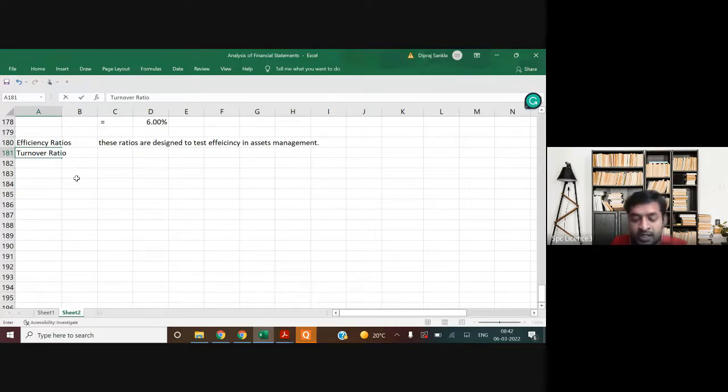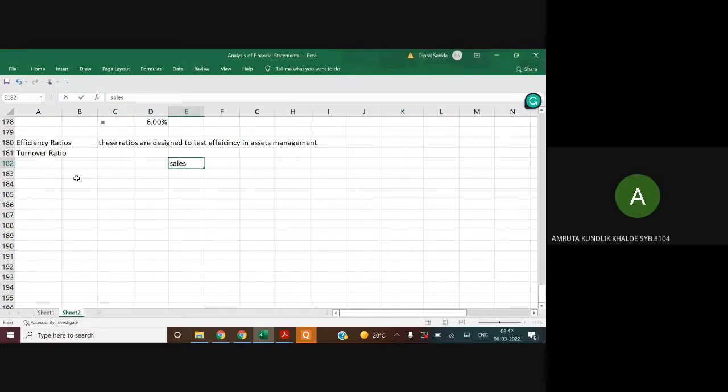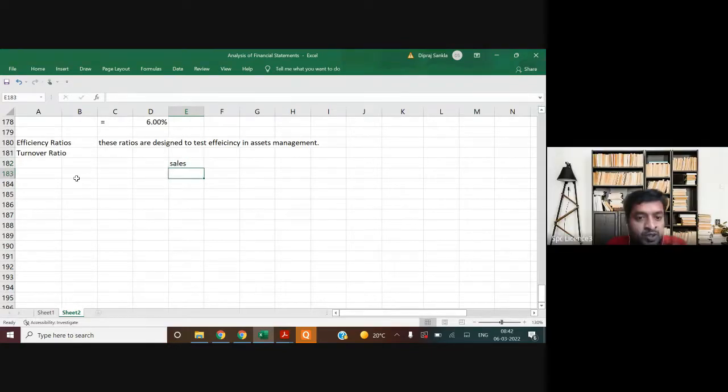I'll tell you. But before that, you tell me what is turnover? Turnover basically we relate to sales, no? Okay, but let me tell you, turnover doesn't always mean sales. It also means cost of goods sold. It also means credit purchase. It also means credit sales.